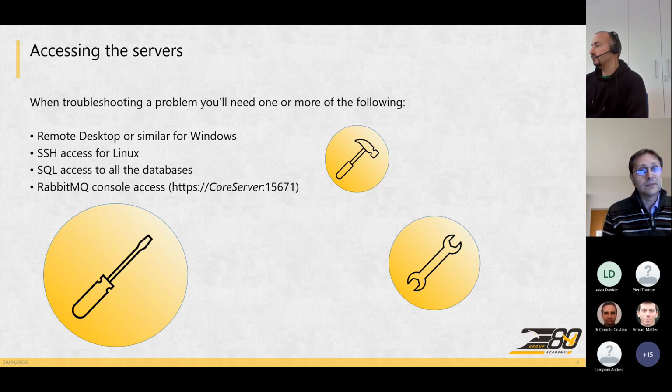Often, depending on the problem, it is also useful to have a SQL access through the SQL Server Management Studio, for example. And finally, it is sometimes useful to have also the RabbitMQ console access. Okay, we introduced this console in the first session. It is available calling the IP address of core server 1 with port 15671. So this is the console where RabbitMQ exposes all the information regarding queues, exchanges, and so on. So today we are going to use, I think, all of these interfaces.